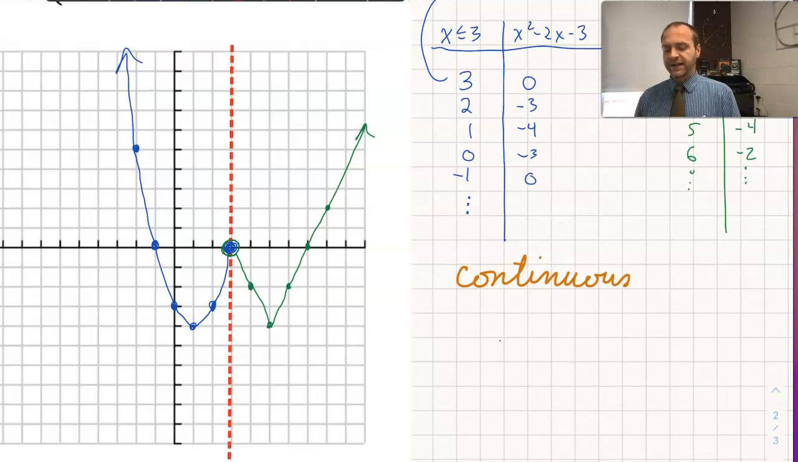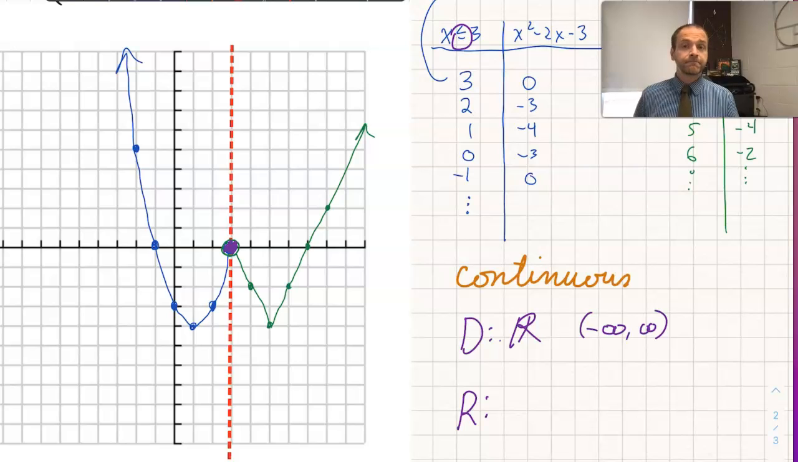The next part we're looking at is the idea of domain and the idea of range. Domain are the x values. This graph does go left and right forever. And even though it has this weird boundary and doesn't look like it can be 3, we do have a closed circle there. 3 is allowed because of this or equal to. So my domain is all real numbers, or as I prefer to do, interval notation, -infinity to infinity.